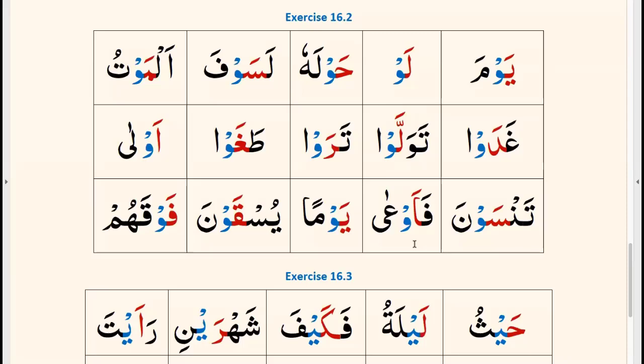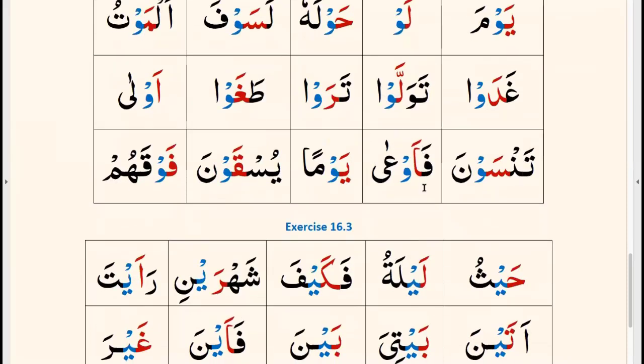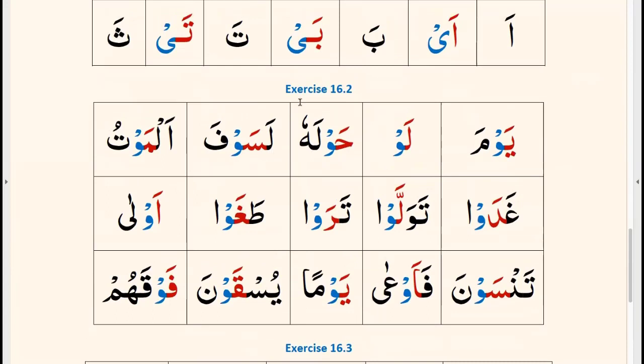Tawallow. That's it. Now, can you read this example for me, please? Very nice. You did prolong the vowel lean for 2 seconds. And with the ayin here, we have a vertical fatha here. Do you know what we do with this? You pronounce it for 2 counts. Yes. Do you want to do this for me, please? Fa-au-ah. Very nice.